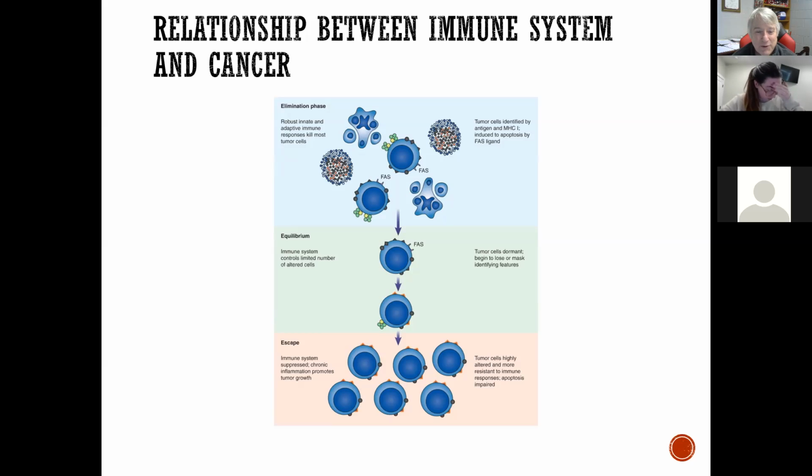Equilibrium, the immune system controls a limited number of altered cells. So to escape the elimination phase, a tumor cell may alter itself. It kind of does a genetic mutation.